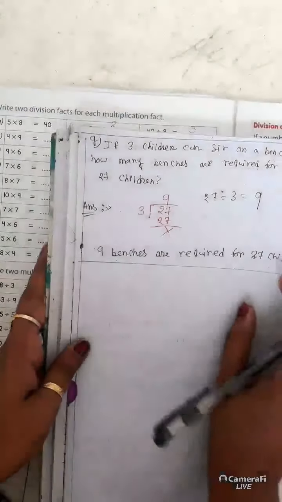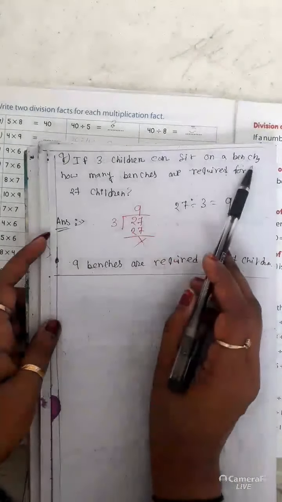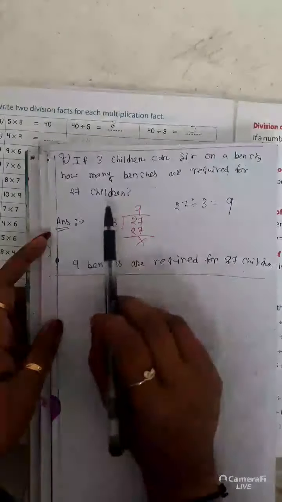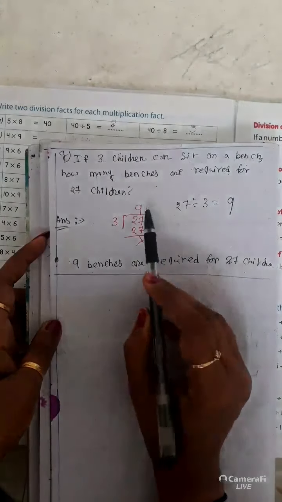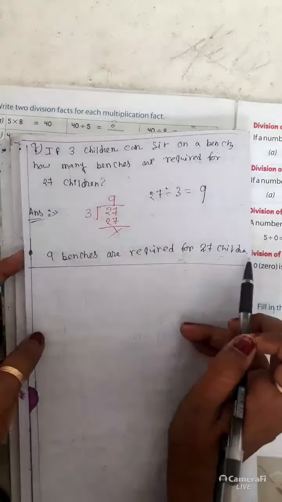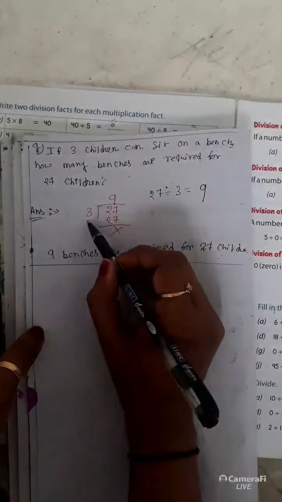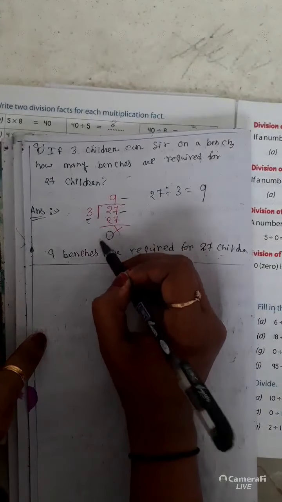Now the last one. If 3 children can sit on a bench, how many benches are required for 27 children? 27 divided by 3. So here the answer will be 9. 9 benches are required for 27 children. So here this is the divisor, this is the dividend, this is the quotient, and remainder is 0.